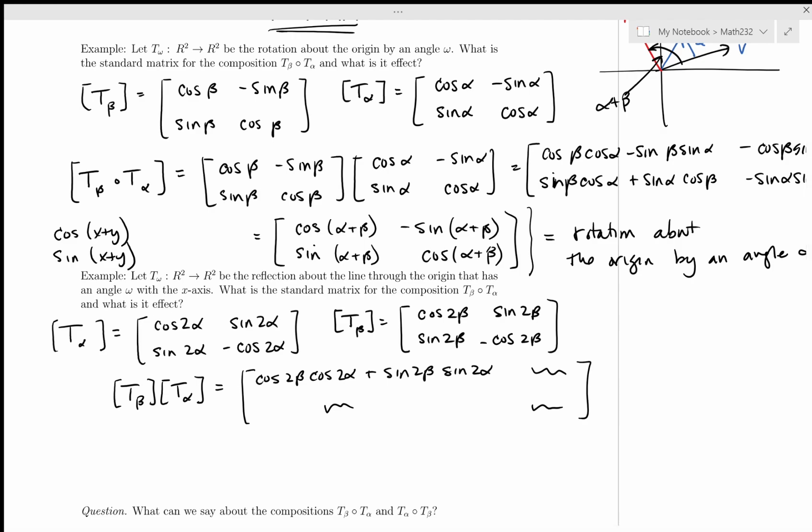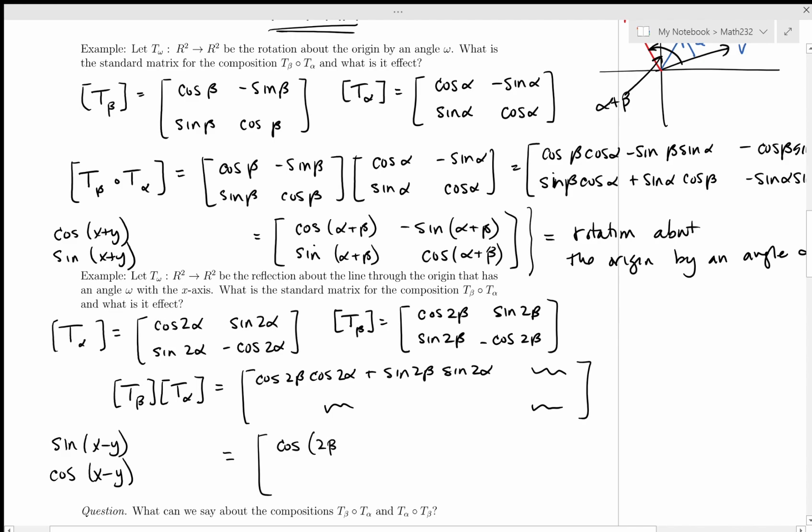And then we're going to use the trig identities for sine of x minus y and cosine of x minus y. So we're going to employ those 2 trig identities, and then we will observe that this thing is this thing here: cosine of 2 beta minus 2 alpha, sine of 2 beta minus 2 alpha, and minus sine of 2 beta minus 2 alpha, and cosine of 2 beta minus 2 alpha.